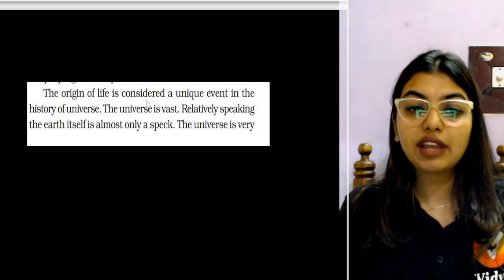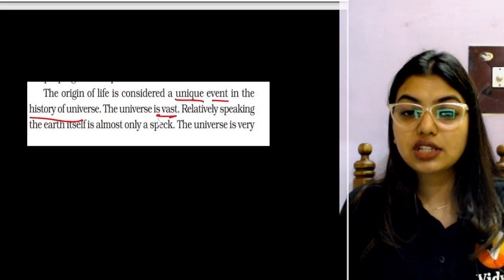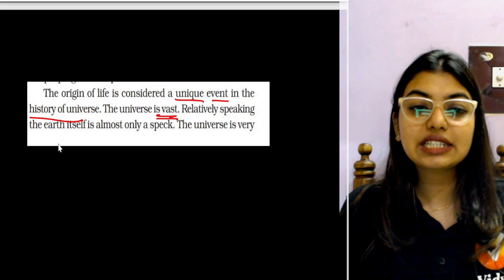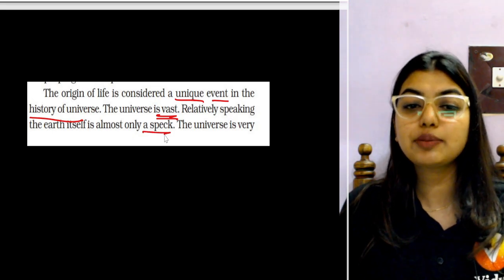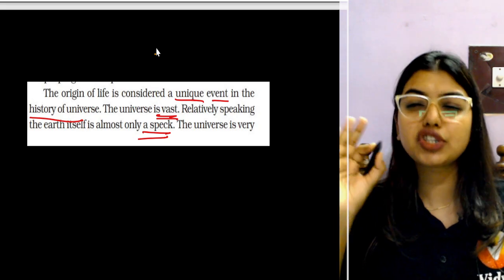So the origin of life is considered a unique event in the history of the universe. The universe is vast. Relatively speaking, the earth itself is only a speck. So in an entire universe of galaxies, earth is just a speck.